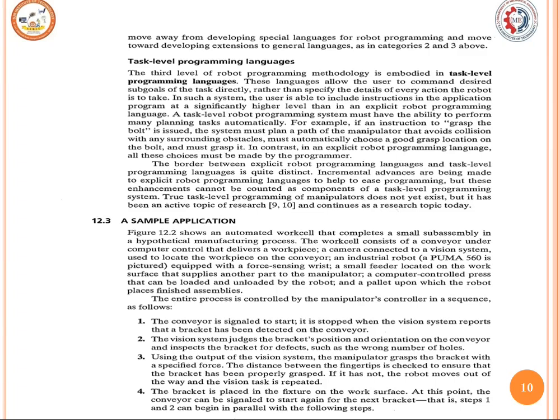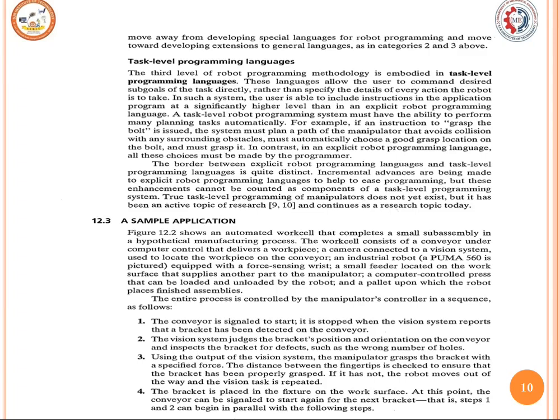Task level programming language tells about what task has to be performed. For that, specific commands are used to perform the task by the robot. The border between the explicit robot programming language and task level programming language is quite distinct. Incremental advances are being made to explicit programming languages to help raise the programming level, but these enhancements cannot be counted as components of a task level programming system.